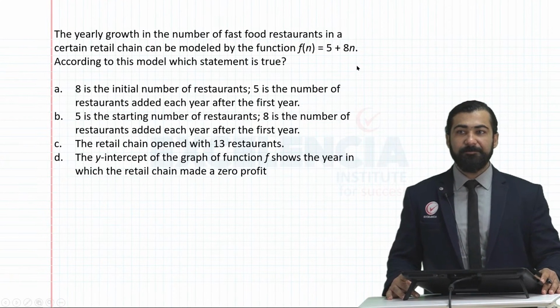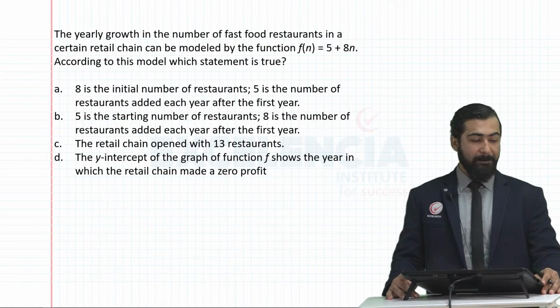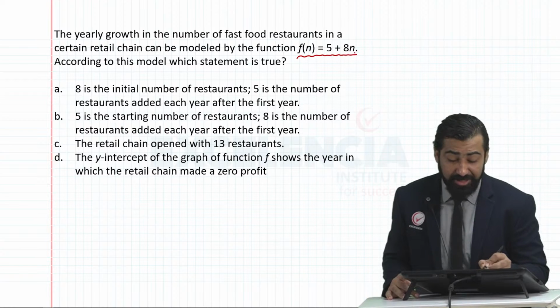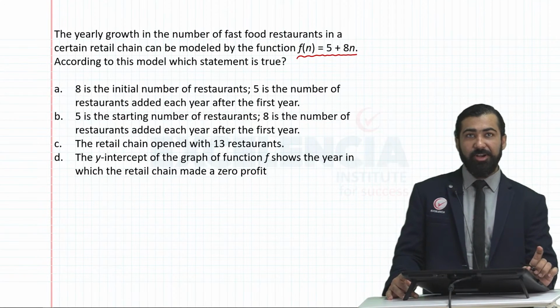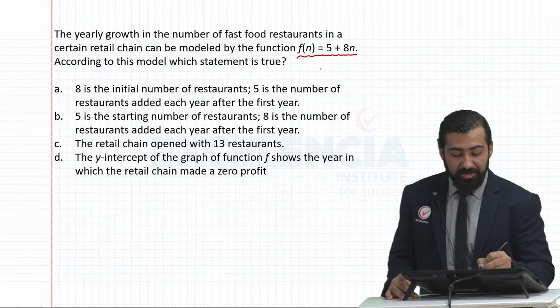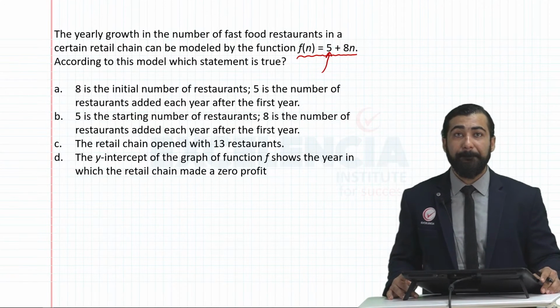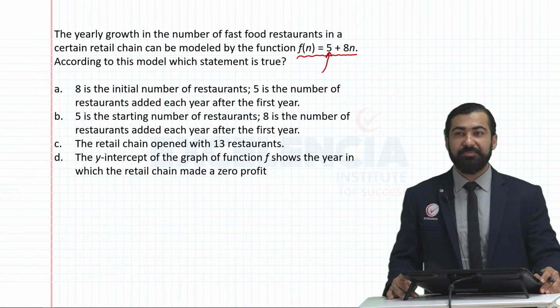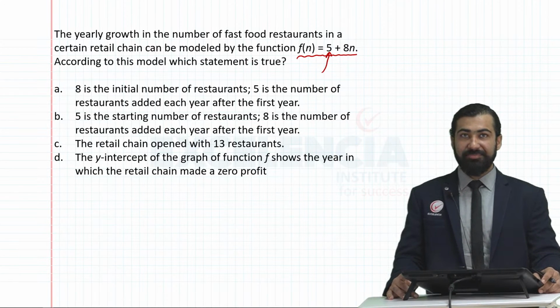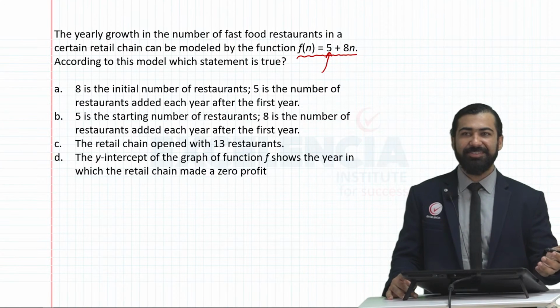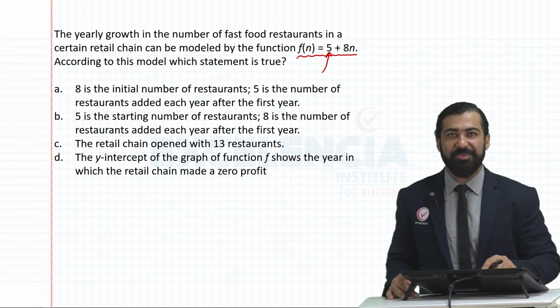Sahil? So what do you mean by that? I don't understand. They have said f of n is equal to 5 plus 8n, no? It's a linear model, right? Yes, sir. So in this linear model, what does this 5 represent other than being the y-intercept? Do you know? Not sure. Just try it. I think you got it. No. No? Archita, what do you think that 5 represents?